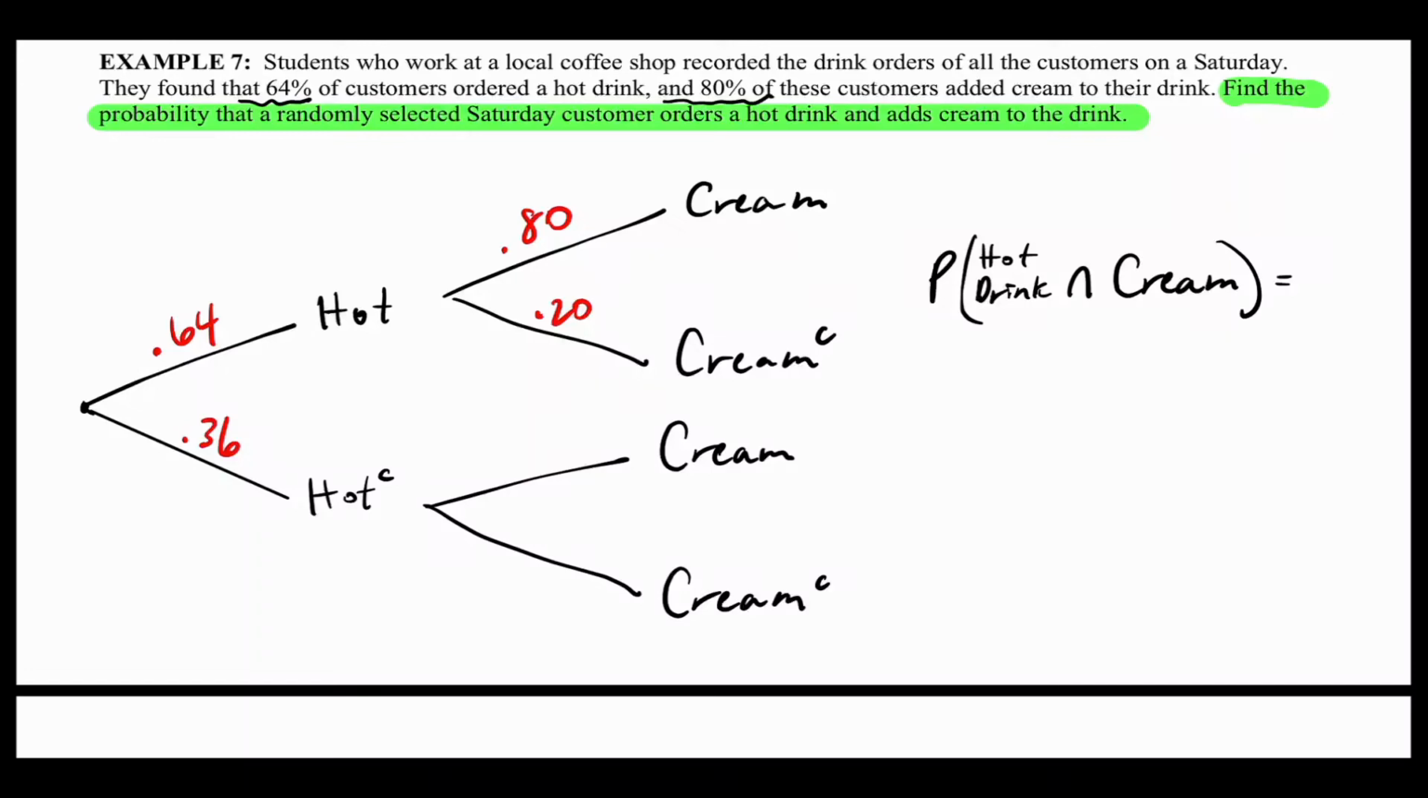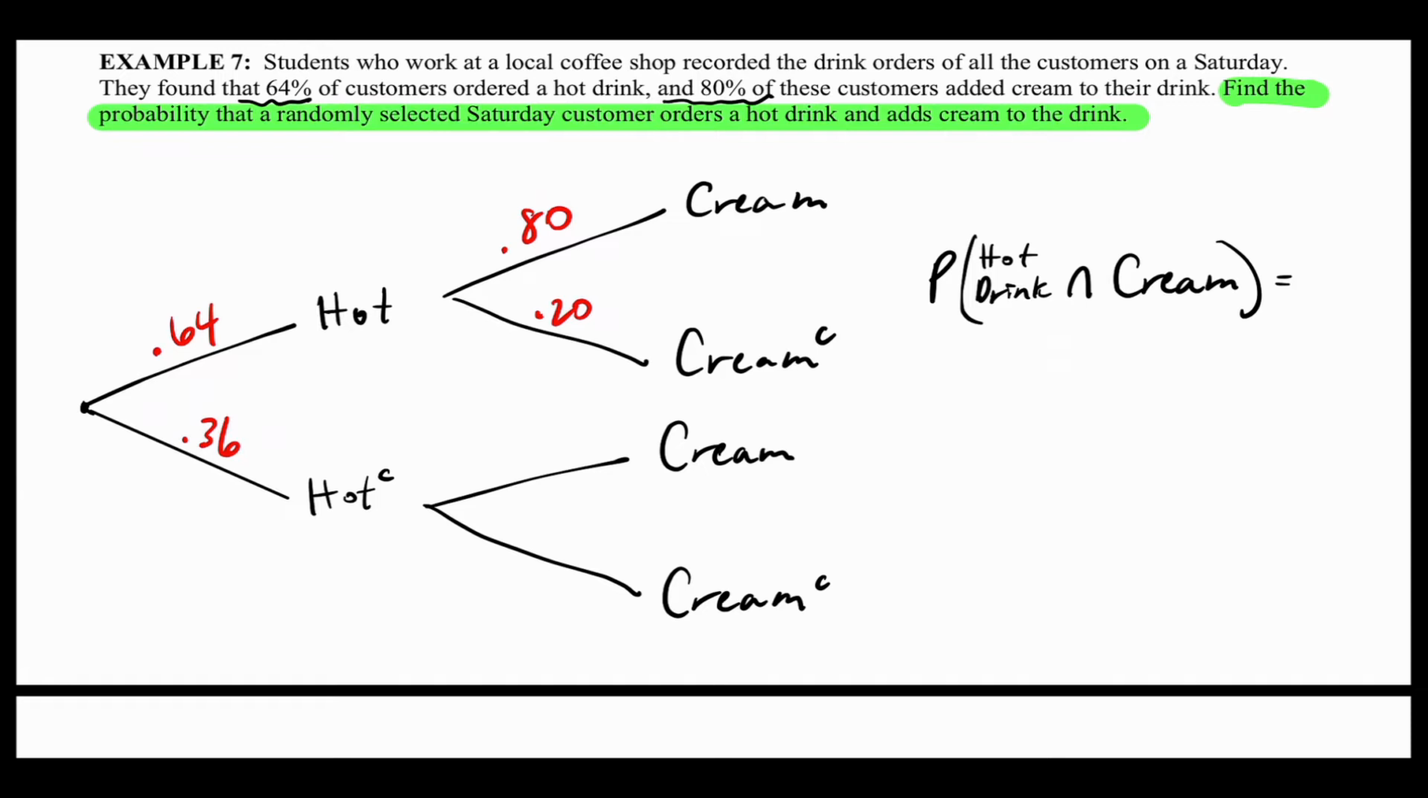So this question: students who work at a local coffee shop recorded the drink orders of all the customers on a Saturday. They found that 64% of the customers ordered some sort of hot drink. And 80% of those, so that 80% is not overall. That 80% comes from just the people who ordered hot drinks. 80% of those customers also put cream in their drink as well. So they wanted to find the probability that a randomly selected Saturday customer orders a hot drink and adds cream to the drink.